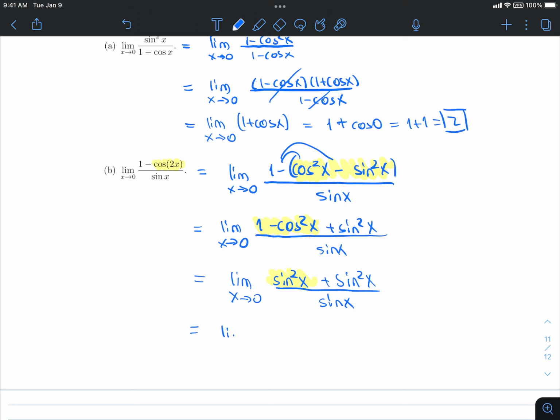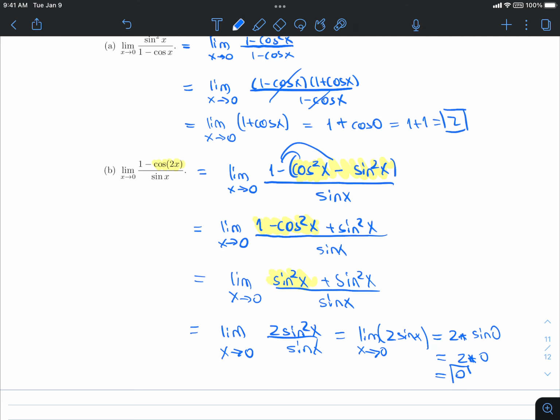So that makes it so that the limit when x goes to 0 of 2 sine squared x over sine x. Now I'm allowed to cross these two out. That's just the limit when x goes to 0 of 2 sine x. Now there's no issue with divisions by 0, so that's just 2 times the sine of 0. The sine of 0 is 0, so that's 2 times 0, which is 0.